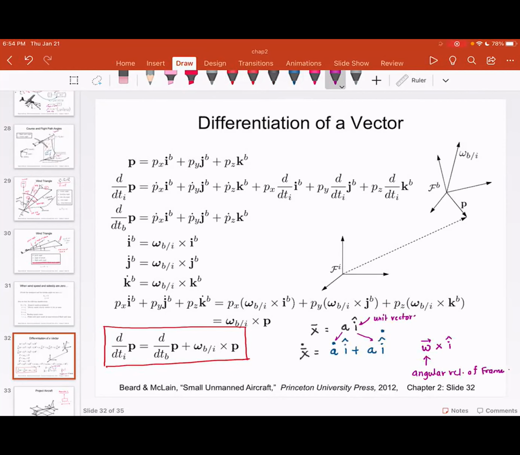So that's what is being shown here. If you want to take the derivative of the vector, you will have to take the derivative of the magnitude of the vector, and then the unit vector, you will have to cross it, and the cross product is not commutative, so order is very important. This is the angular velocity of the frame crossed with the vector itself.